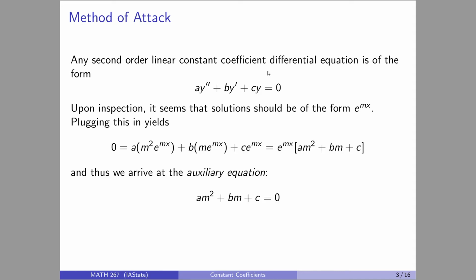All right, so if we plug that in, its second derivative will be m squared e to the mx. Its first derivative will be m e to the mx. Just plug in itself to get e to the mx. I can factor out e to the mx. E to the mx is never equal to 0. So that means am squared plus bm plus c has to equal 0. So now my second order linear constant coefficient differential equation turns into a polynomial. That is not shocking, that is true, but it is.